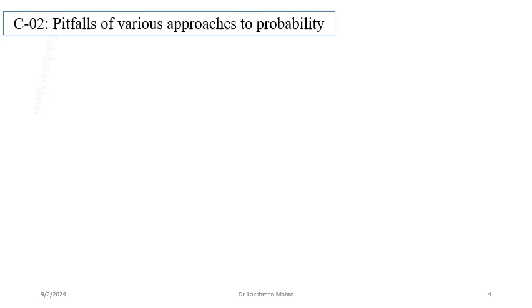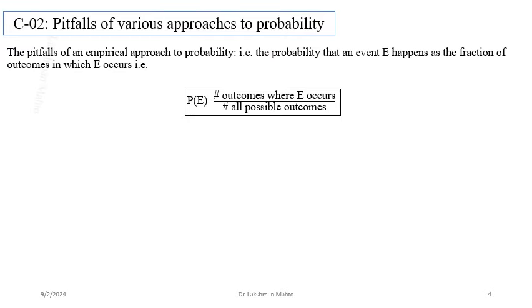If I ask what is the definition of probability of an event, then you will come up with the empirical definition. You say that the probability of an event is a fraction: the number of outcomes in the event E divided by all possible outcomes. Generally, you might have seen this definition. But this definition is not always working. That's why we say these are the pitfalls of the empirical approach. It works in the case of discrete probability, and only if finiteness is there, with a finite number of possible outcomes. Otherwise, it will not be true in every case.